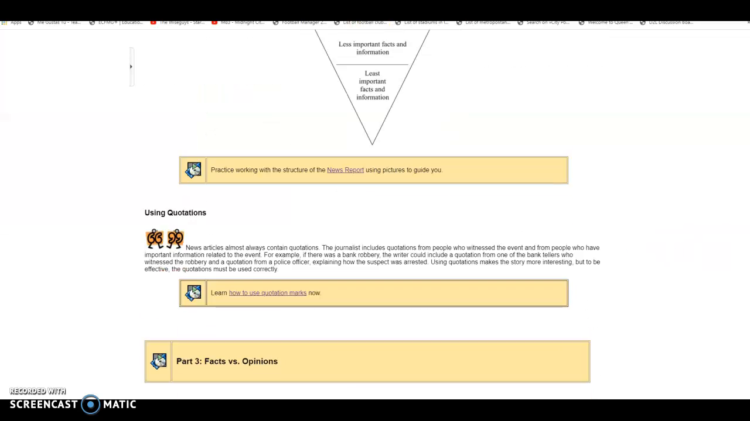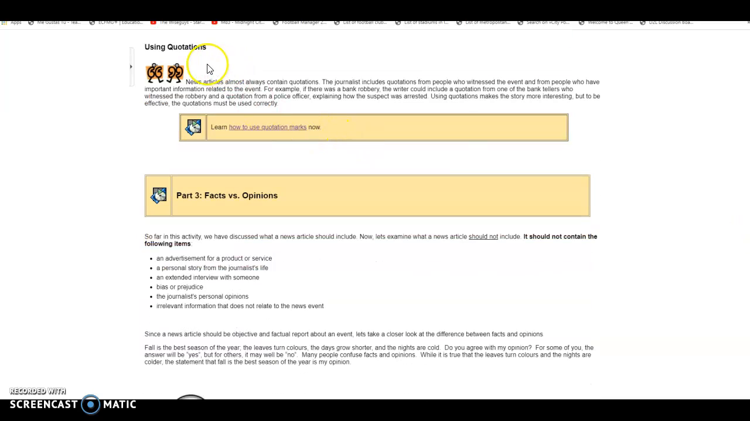What else do we have? Also, quotations. News reports contain quotations. So they're not quotations like you would do in an academic paragraph or in an essay. They're usually direct quotes from witnesses or people that saw what happened, that saw the event that you're writing the news report on.